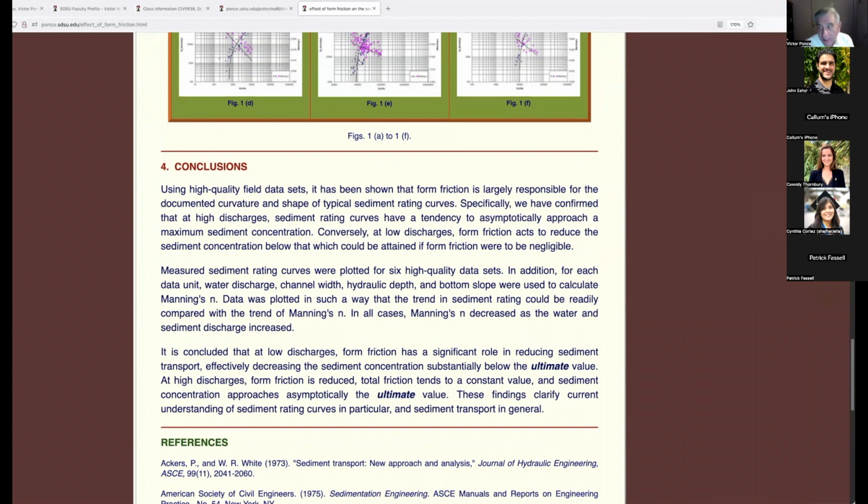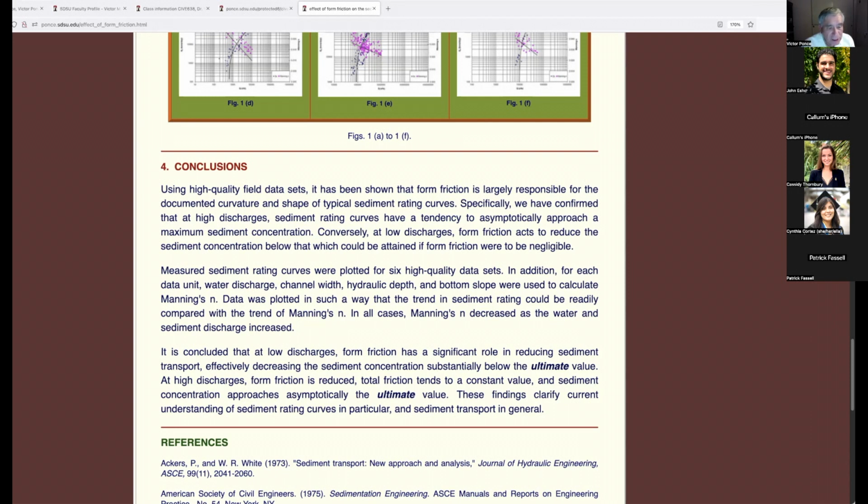I personally have not seen any sediment rating curve that does not have a curvature, provided, of course, that they cover a wide range of sediment and water. If it's a narrow range, they don't have to show a curve because they didn't get that far. Conversely, at low discharges, form friction acts to reduce the sediment concentration below that which could be attained if form friction were negligible. Sediment rating curves were plotted for 6 high-quality data sets. These are supposed to be very high-quality data sets. They were used for the development of the original methods, the Ackers and White, Engelund-Hansen, Brownlee, and so forth.